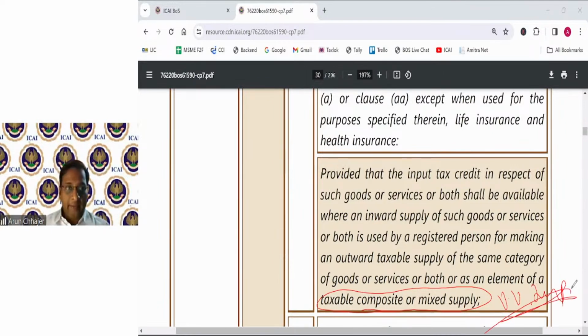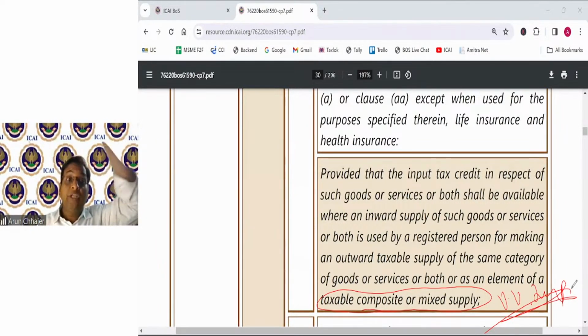Let's say I am making a supply of the same nature. So I have a renting business, wherein I have taken a car on rent and I am providing the car on rent. I can take the ITC because it is the same category. I have taken life insurance and my outward supply is life insurance. I can take the ITC. You know the subcontracting in the insurance sector. There is a concept of subcontracting. So if my outward supply is life insurance and I have outsourced a certain part, I can take the ITC. Health insurance, I can take the ITC if my inward and outward are the same category.